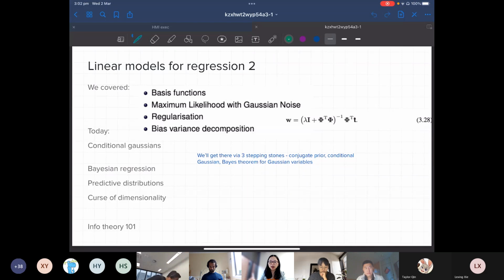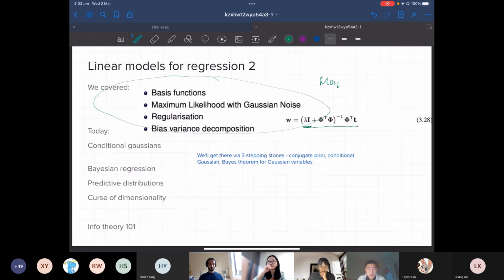The first part of this slide is the content we covered on Monday. One of the main outcomes we got was what's called the normal equation, with regularizers, with hyperparameter lambda. Today we're going to build on what we learned and do some more math by taking a Bayesian view of what linear regression can look like.